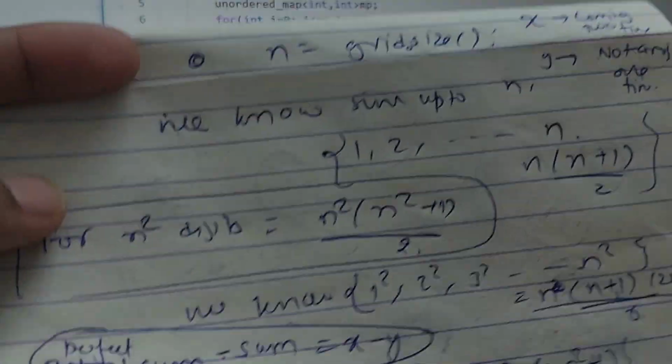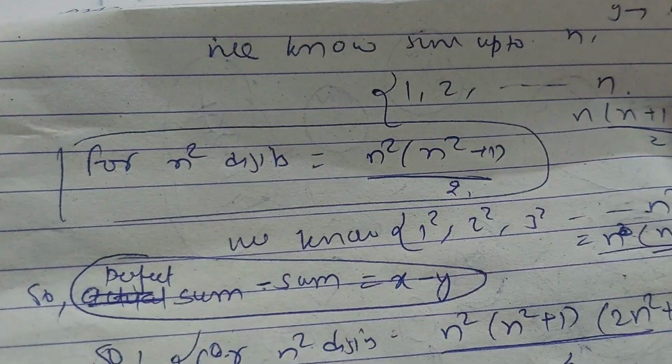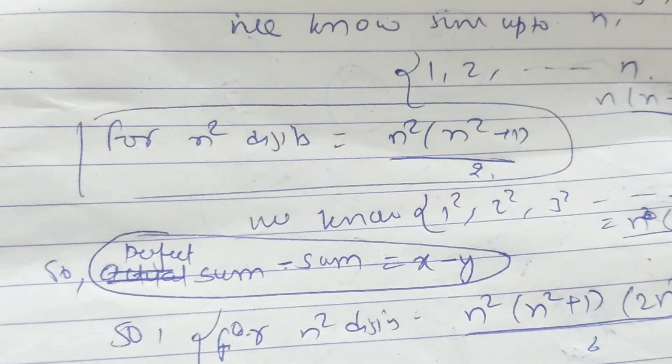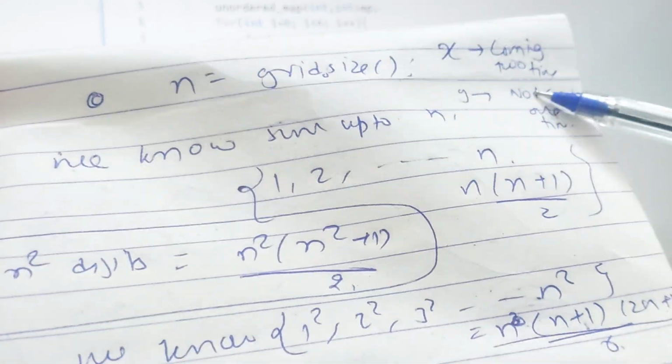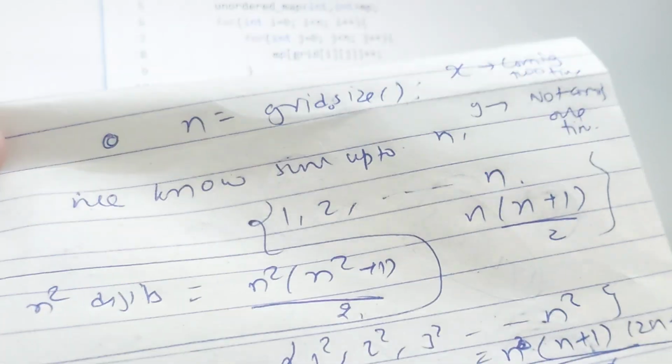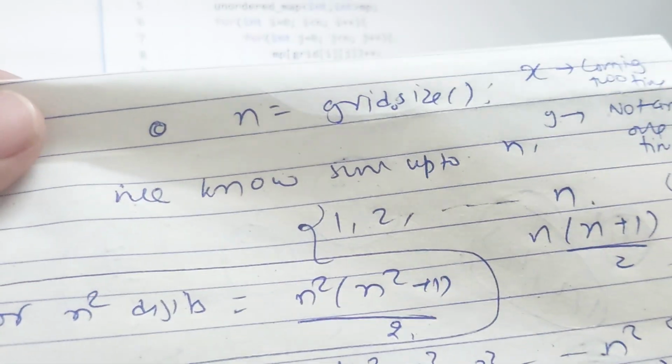Let's come to the second approach, where we reduce the space complexity. Let's suppose we have a grid of size n, where x is coming two times and y is not coming at least one time. Let's suppose a and b are x and y.